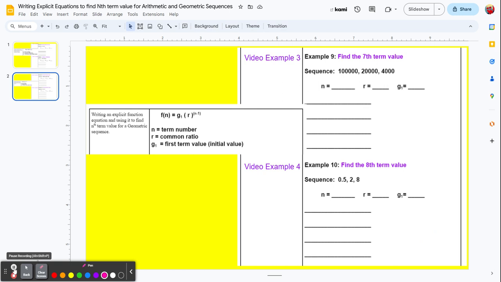Let's switch gears now and look at writing an explicit equation for a geometric sequence to find the nth term.